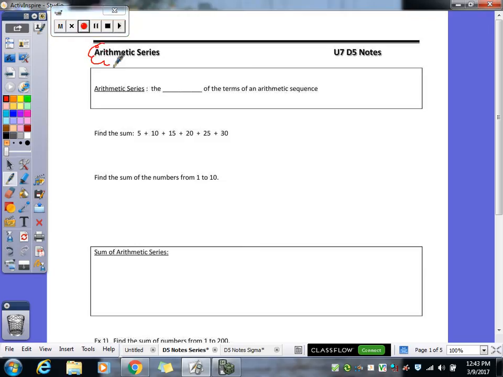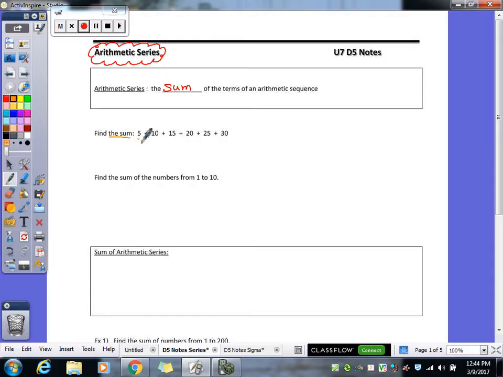Right, so we are starting our arithmetic series. So far we've been dealing with sequences, and that's creating your little list of what your terms are. Now we're getting into series, and all that a series is, is the sum of the terms of your sequence. You just take your sequence, add your terms together, and now it's a series. That's the only difference.